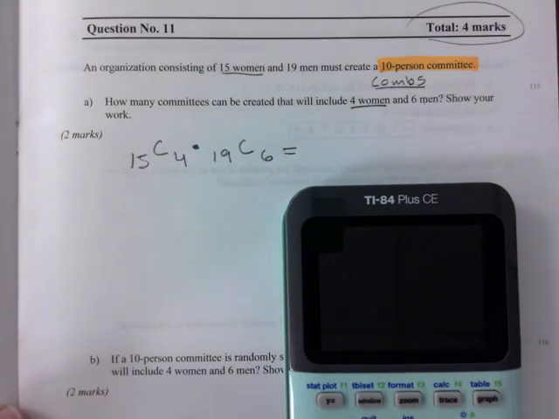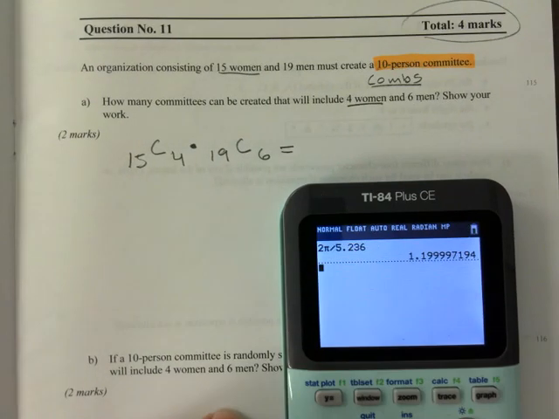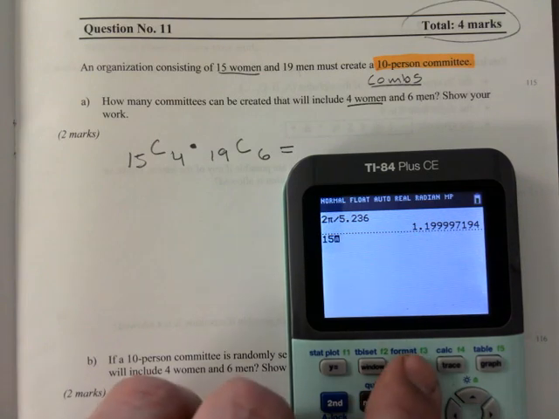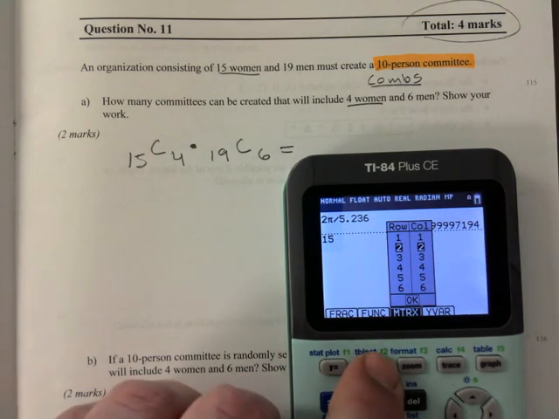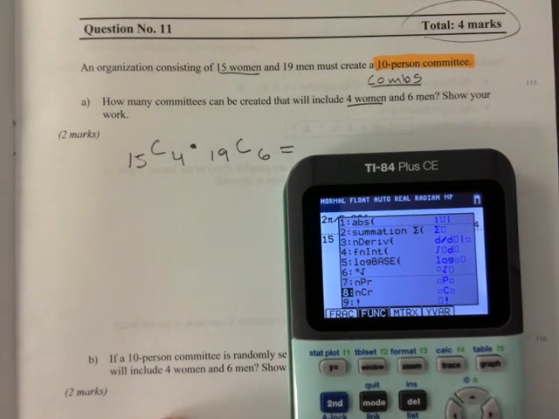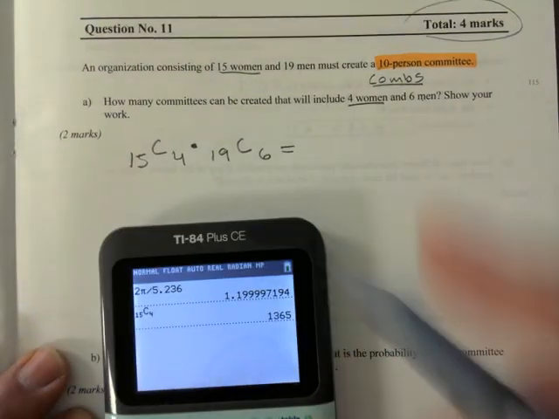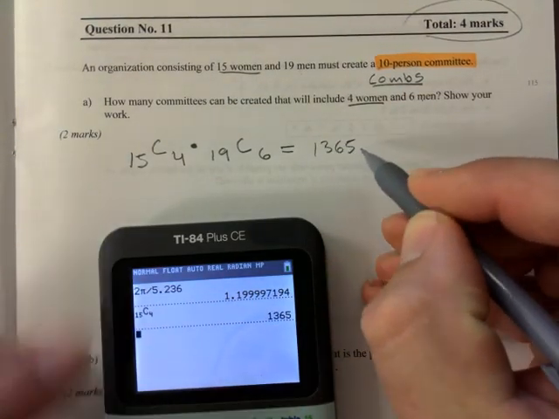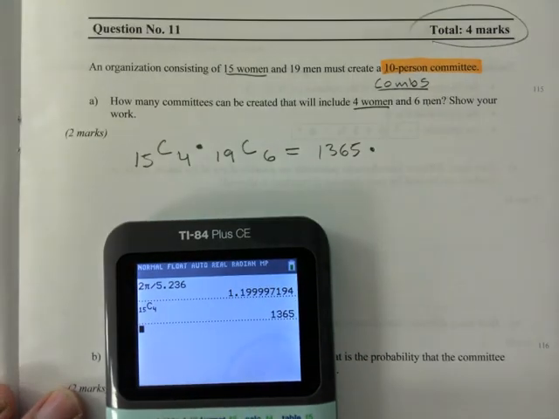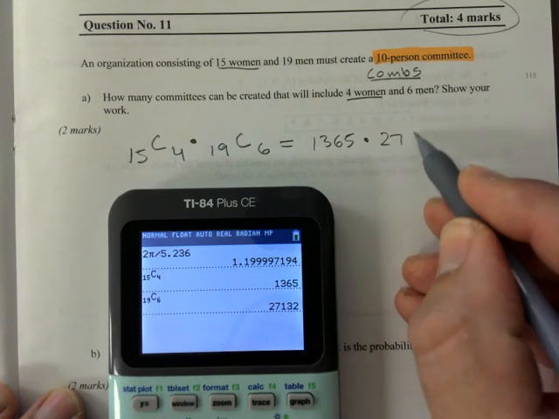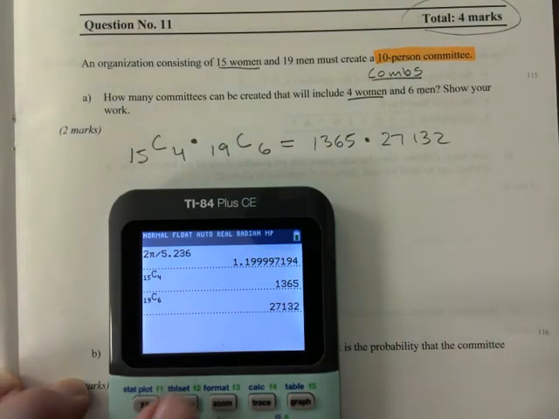Do you remember how to type in comms? 15, alpha, is it alpha zoom? No, alpha window. There it is. Combinations is your 8th option, right? So 15 choose 4 is 1365. Then we go times. I will just copy paste that and change it to 19 and 6. That's alpha window.